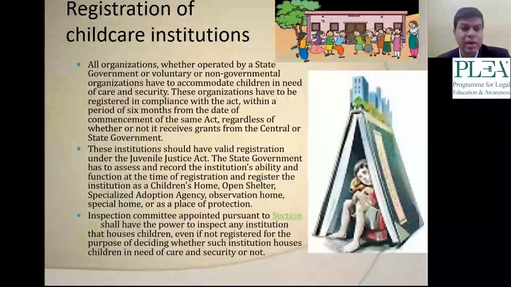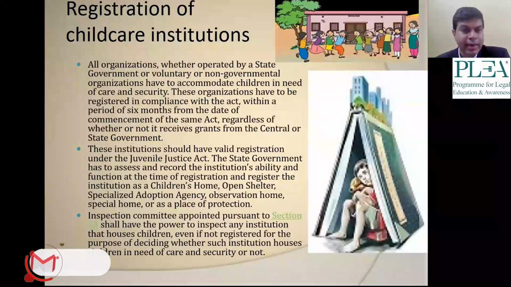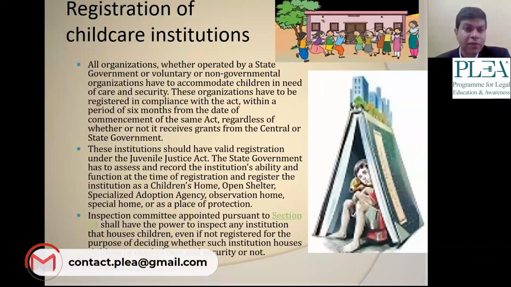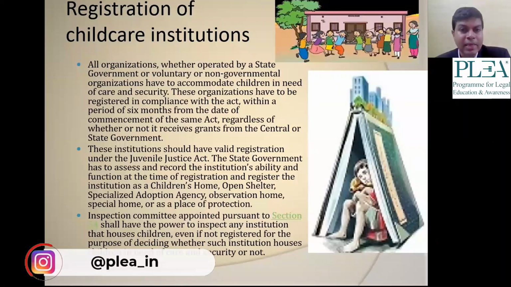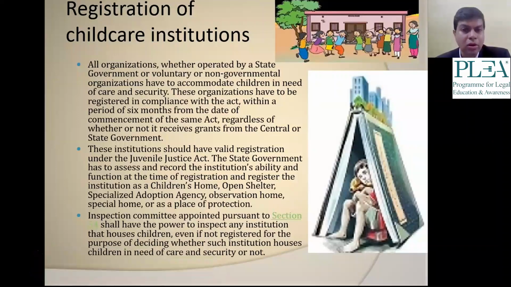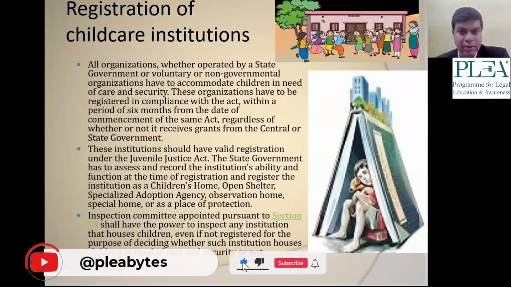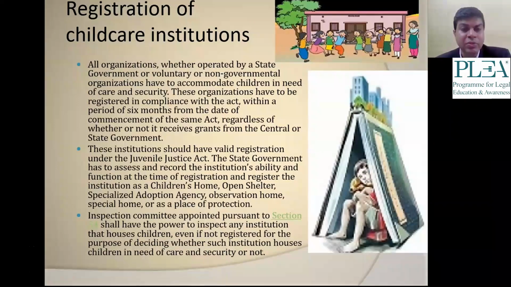Like that is restoration of child. Next, institutions. Registration. I'm sorry, I'll correct that. That's registration of childcare institutions. So all organizations, whether operated by a state government or a voluntary or non-government organization, that accommodate children in need of care and security have to be registered in compliance with the act within a period of 6 months from the date of commencement of the same act. So this is nothing but to register the childcare institutions.